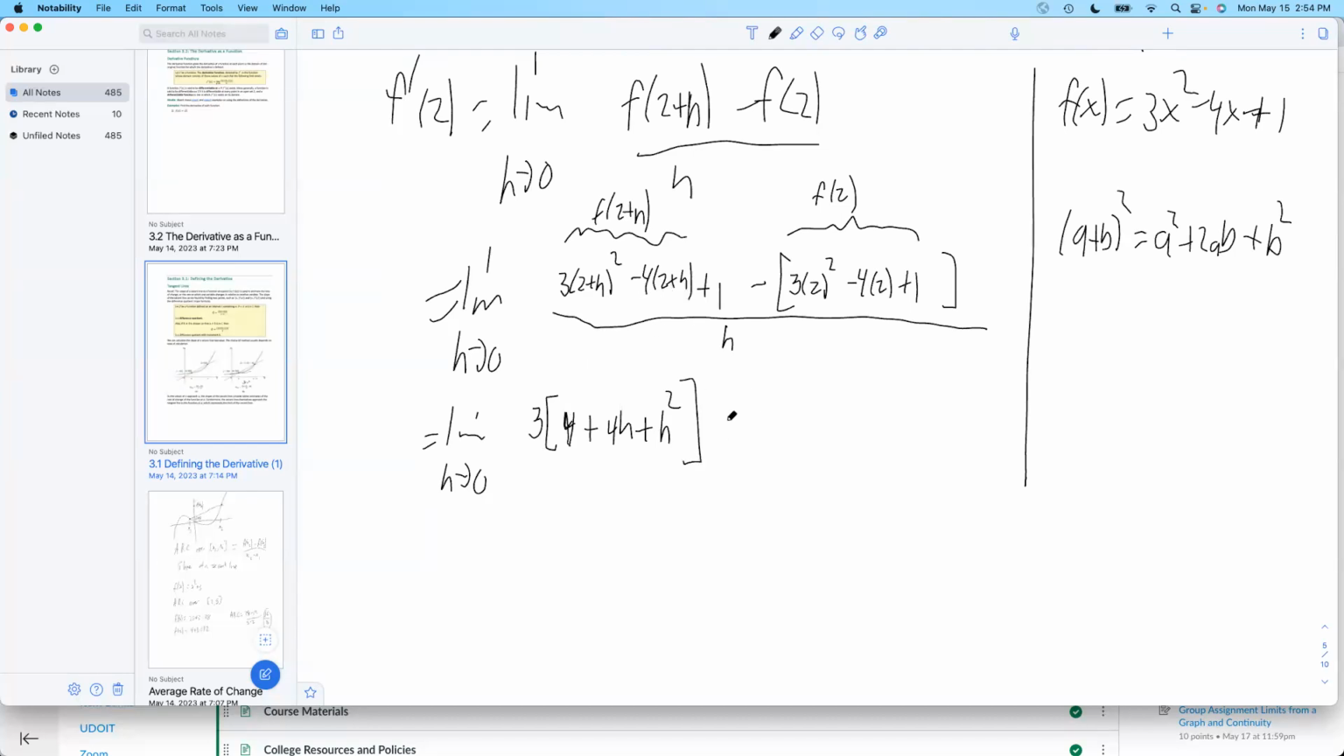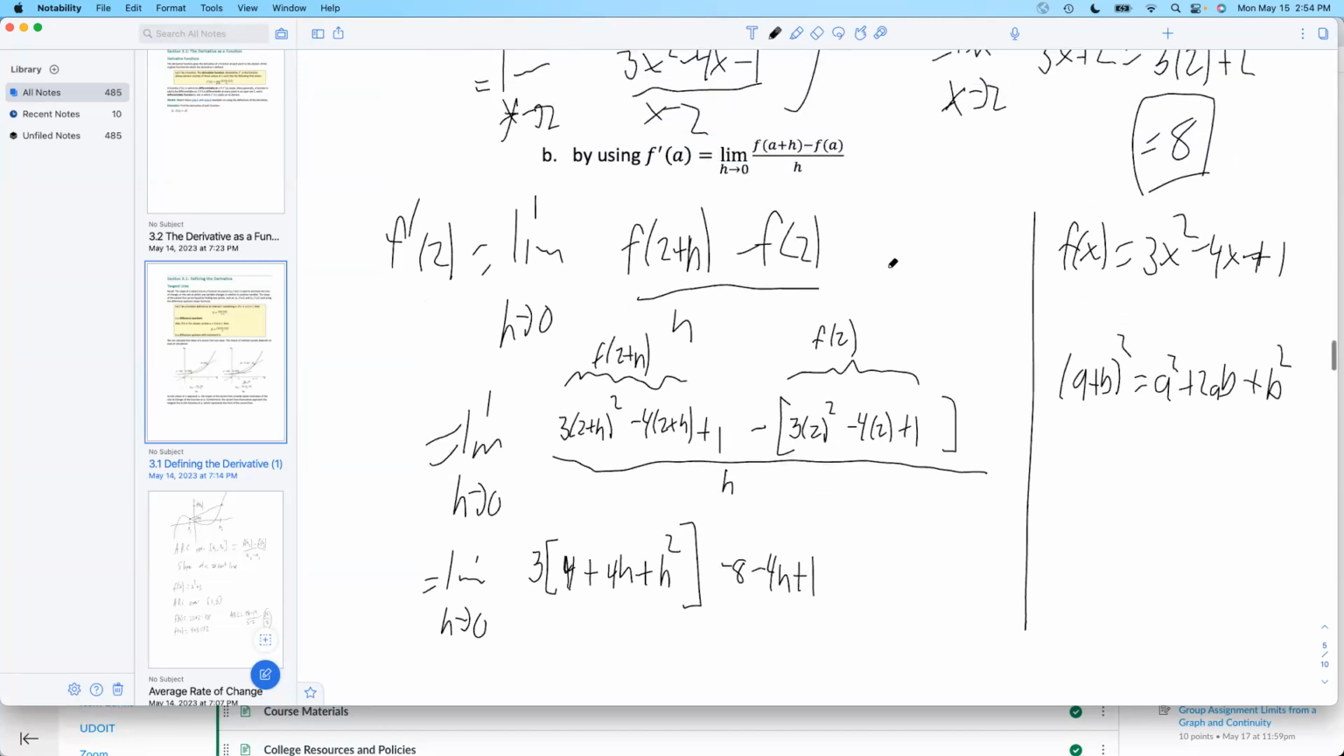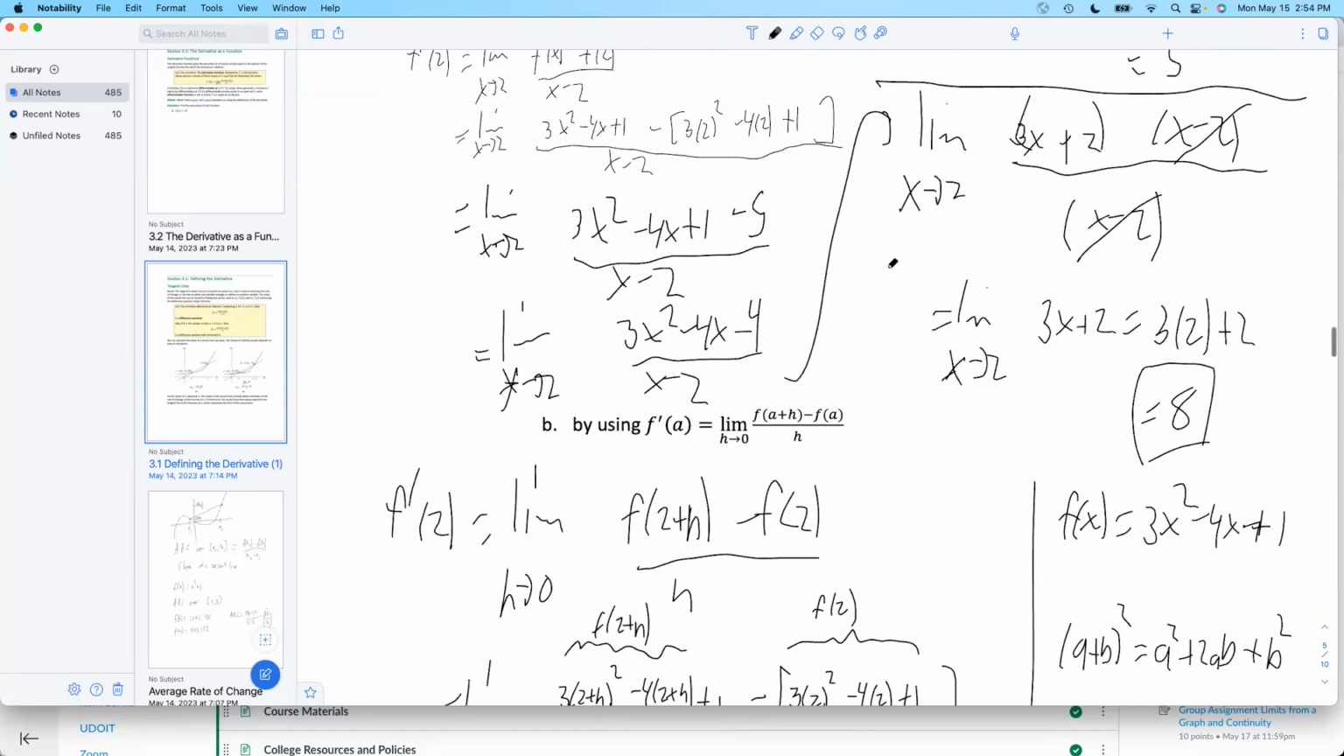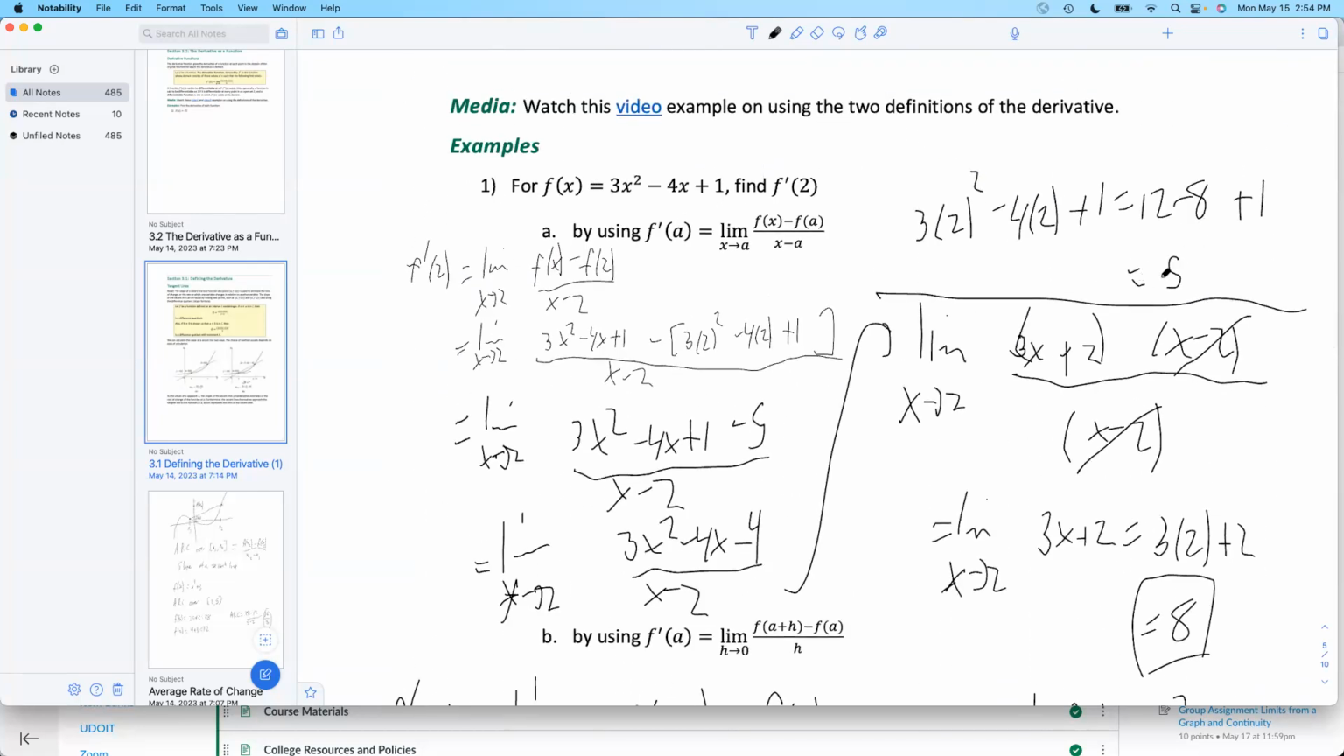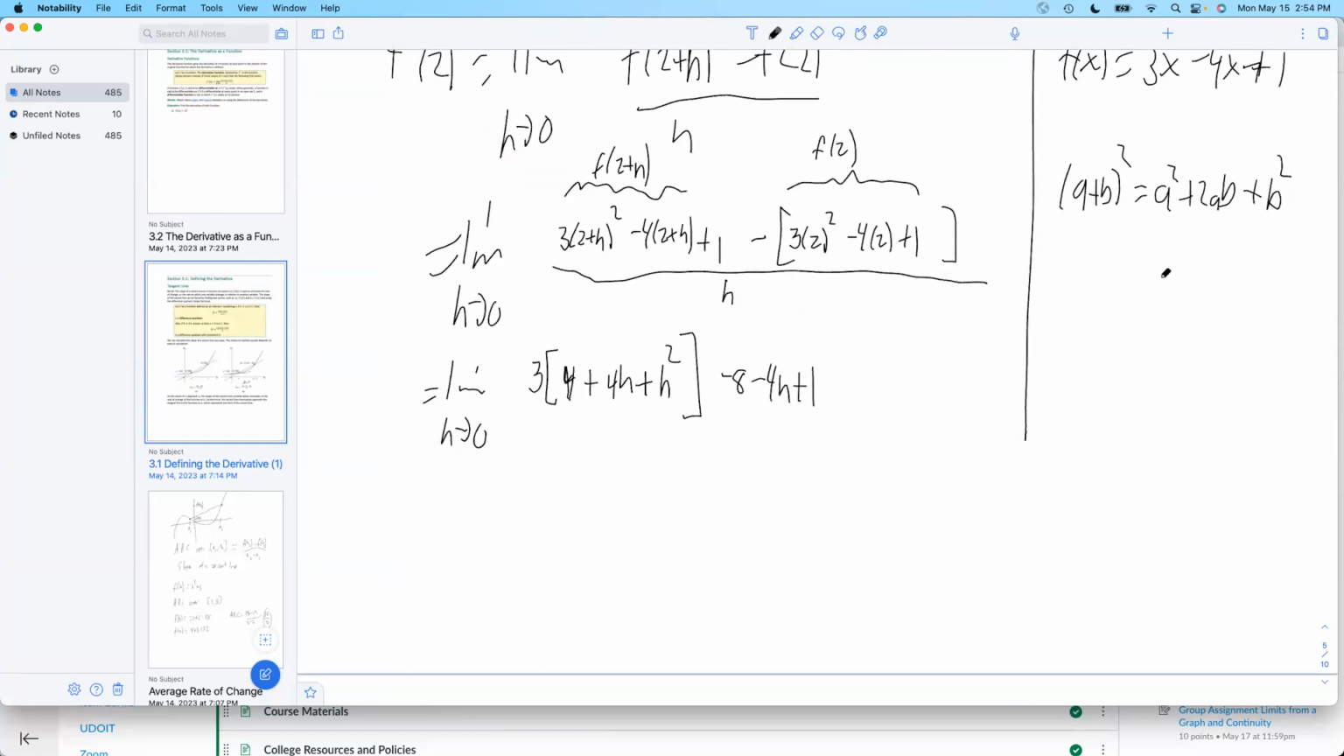Okay, let's distribute everything else. So minus 8 minus 4h plus 1. And then let's clean all this up. I think we actually, didn't we find that number a minute ago? It was just 5. So all of that just turned out to be 5, all over h. Okay, let's distribute.